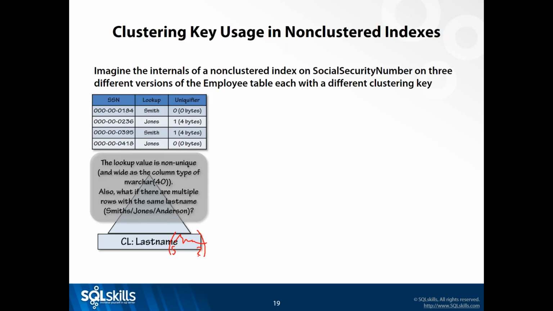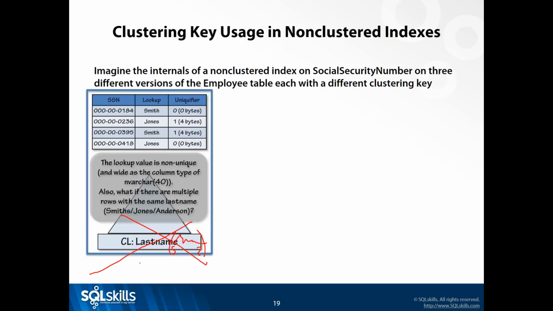So we have uniqueness problems. We have volatility. I didn't even mention that, but imagine having 5 non-clustered indexes and somebody's last name has to change. Well, then we have to update it not just in the table, but in the 5 copies that have been made for that last name in those 5 non-clustered indexes. So this is a horrible clustering key. And to be honest, this idea falls apart anyway because of fragmentation, right?